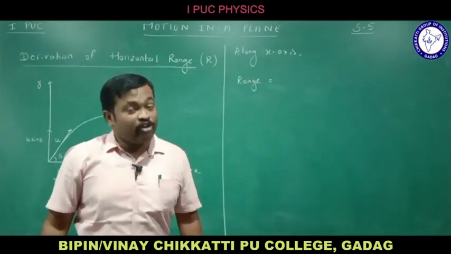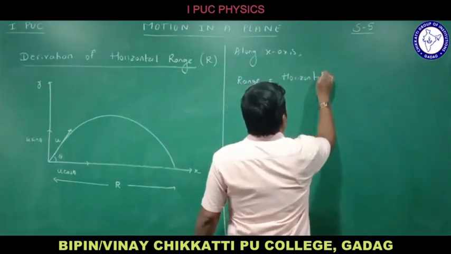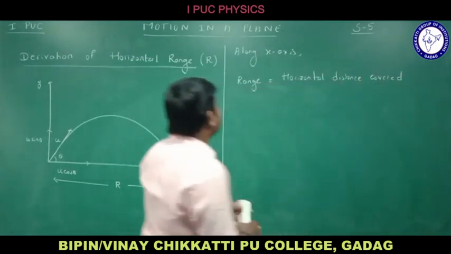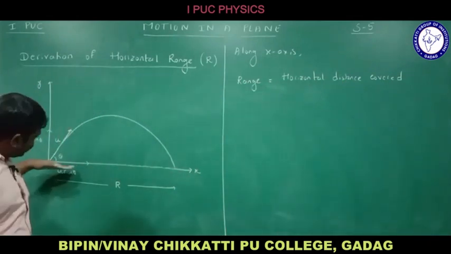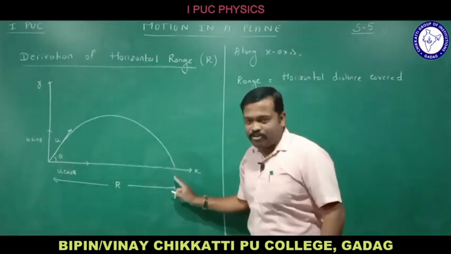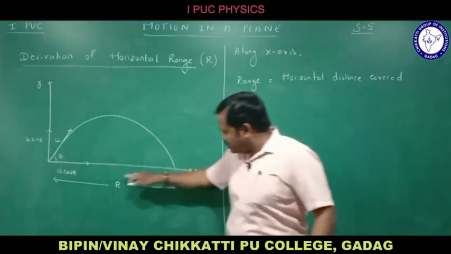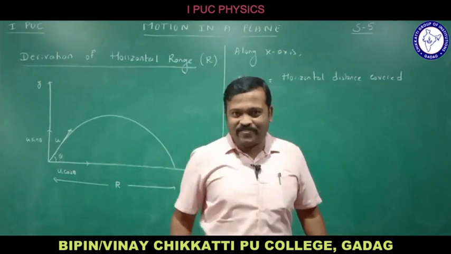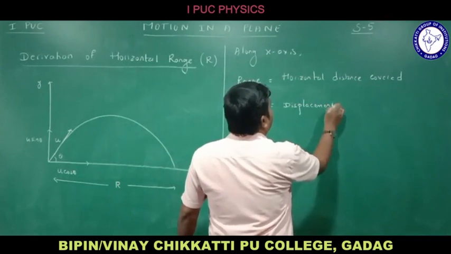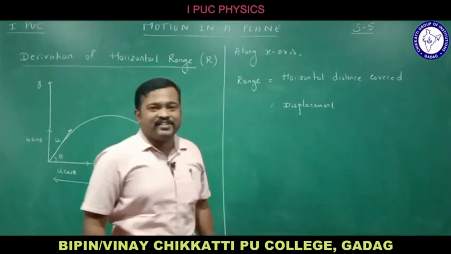What is the formula? What is horizontal range? It is horizontal distance covered by the projectile. This horizontal distance is called range. This is the initial point and this is the final point, and the minimum distance between the initial point and the final point is also called displacement. So this can also be called displacement. That is, this horizontal distance covered can also be called displacement.